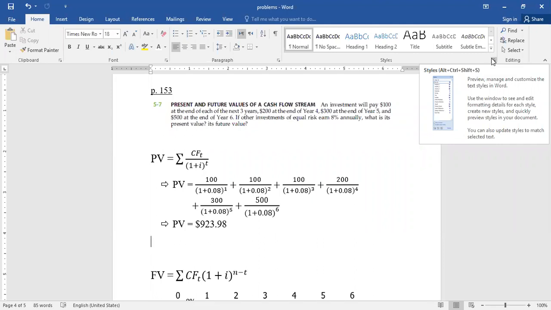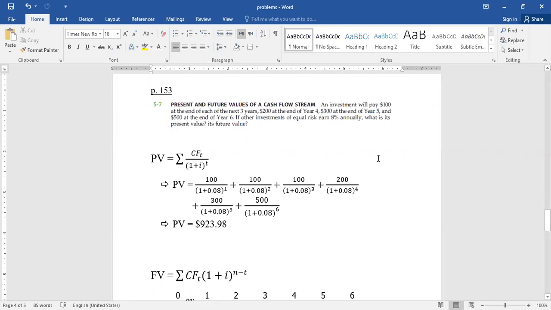So today we're going to solve problem 5-7 of your book, page 153. This is chapter 5. Okay, so problem 5-7 of your book, it's about the present and future values of a cash flow stream. All right, so we'll begin.